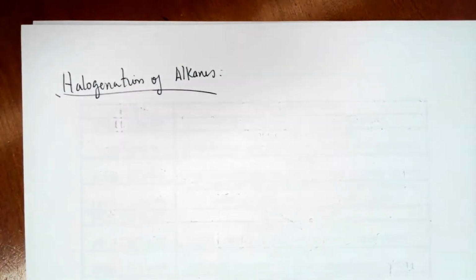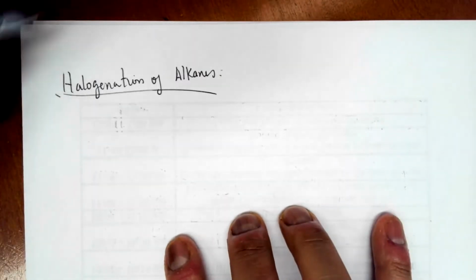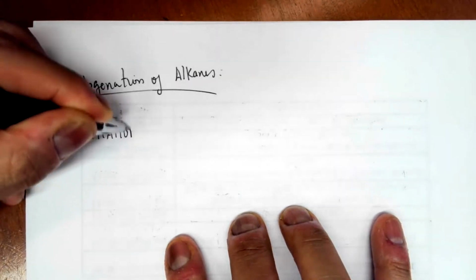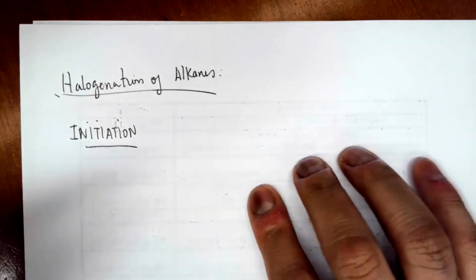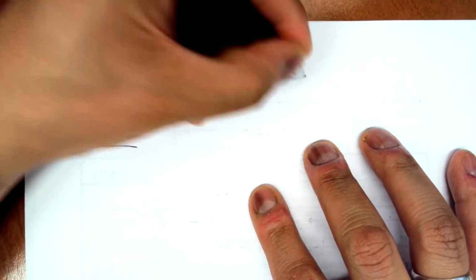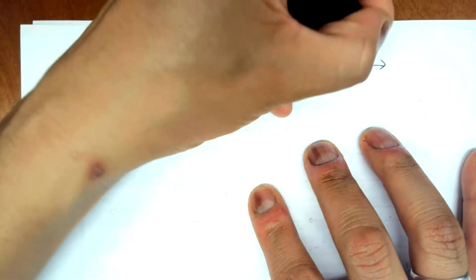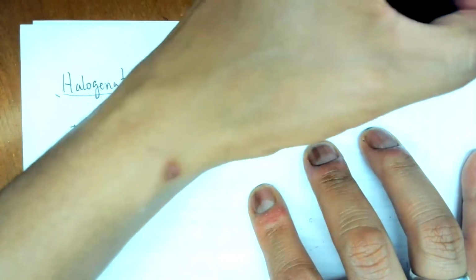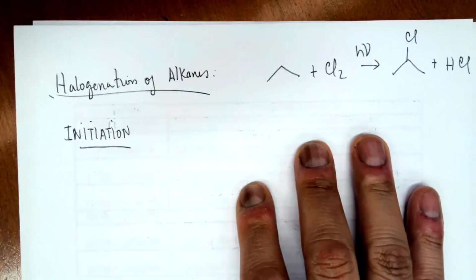That's the first reaction. Now is the time that you can take notes. Whenever you write a halogenation of alkanes mechanism, you always have to start with a subtitle, initiation. What is going to happen in initiation? The reaction is going to be, let's say, propane plus chlorine with light produce 2-chloropropane and HCl.